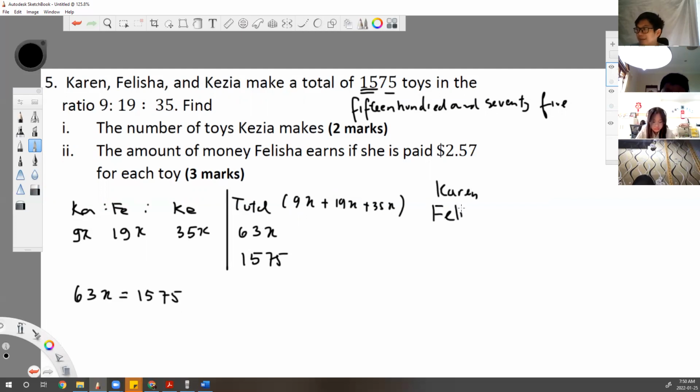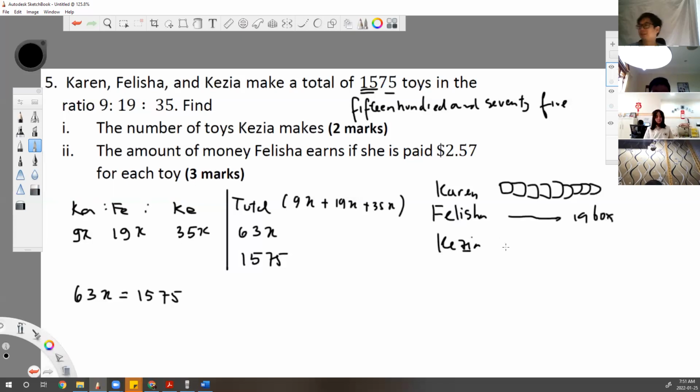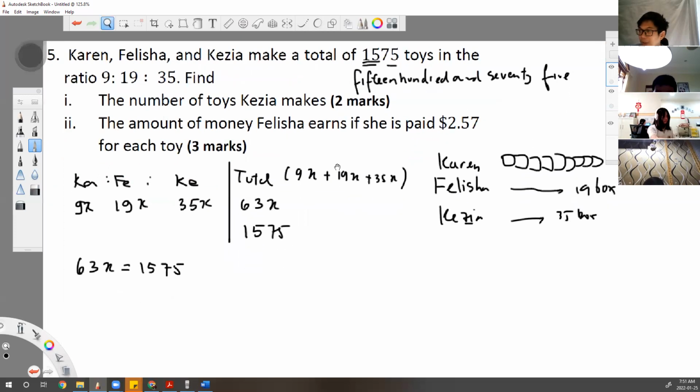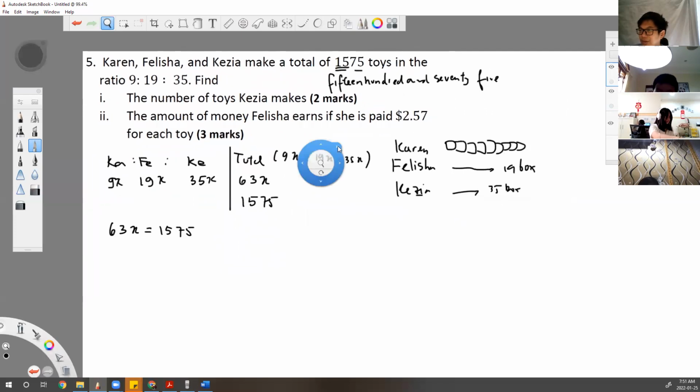The bar model: 9x, 9 boxes. 2, 3, 4, 5, 6, 7, 8, 9. 19 boxes, and 35 boxes. And you add all, it will be 1,575. So we do the algebra in order to solve this more easily.